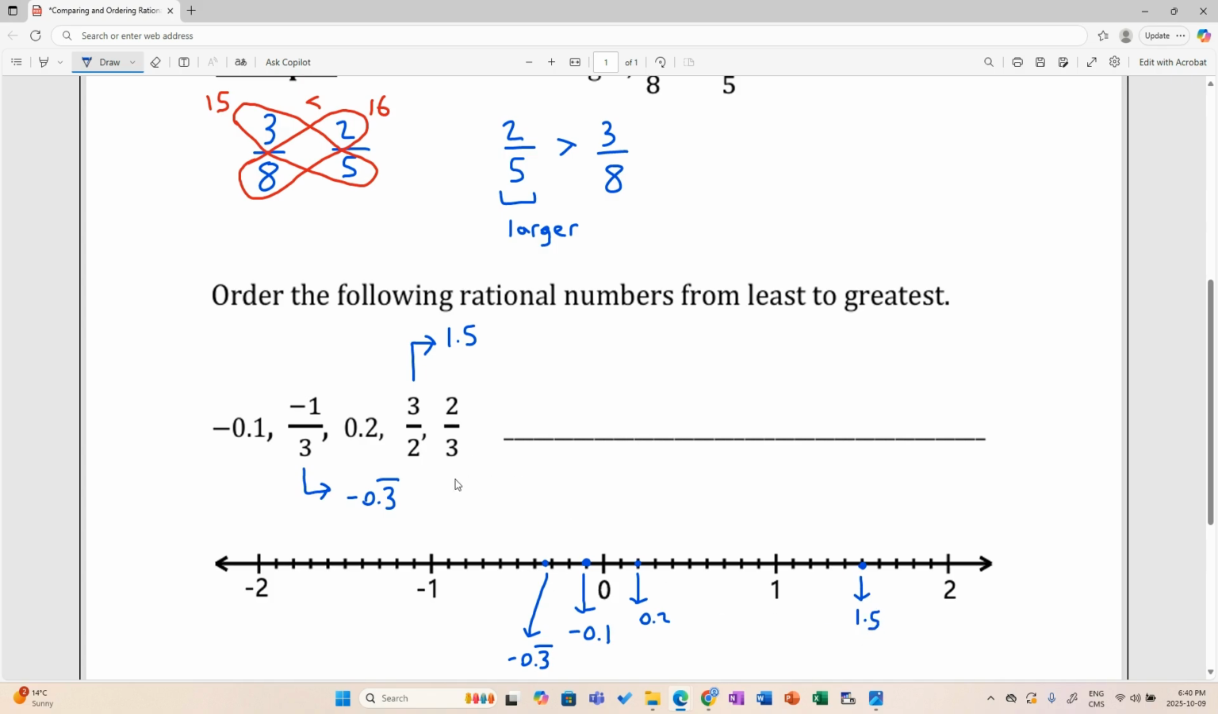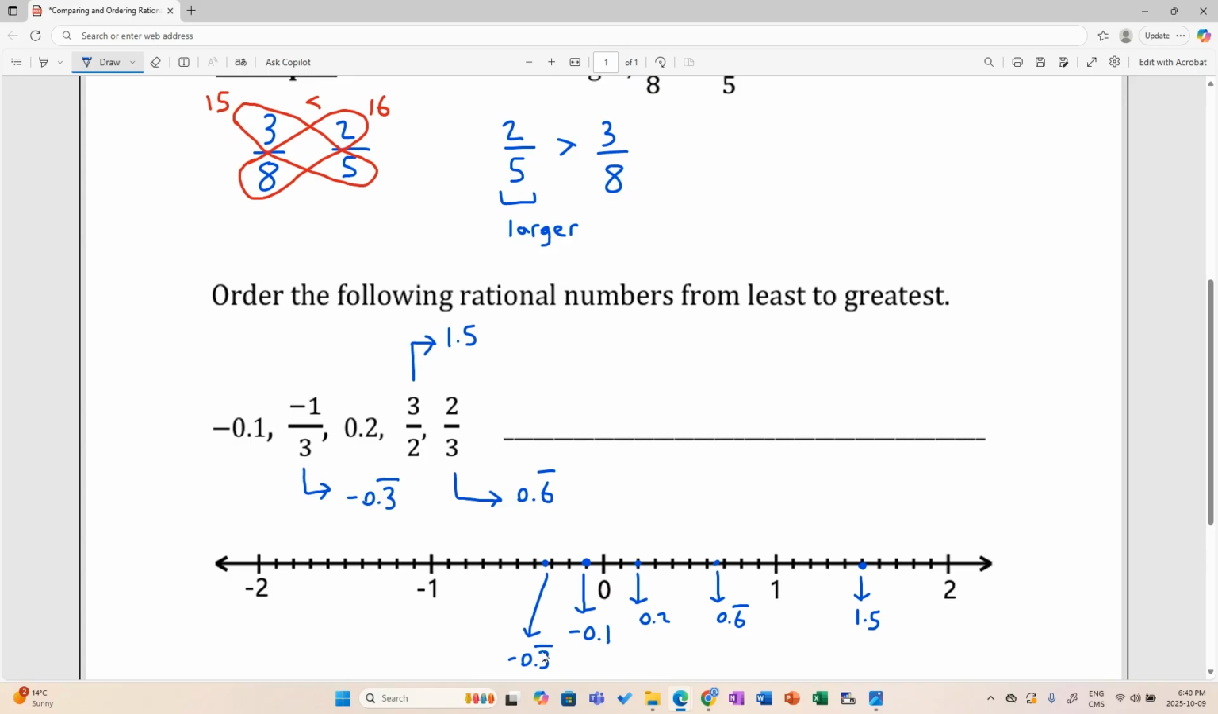And now 2 over 3 is simply 0.6 repeating. So this is 0, so 0.1, 0.2, 0.3, 0.4, 0.5, 0.6. And before we get to 0.7, we should have somewhere between here, 0.6 repeating. So we have them on a number line. Now we just have to order them from least to greatest.